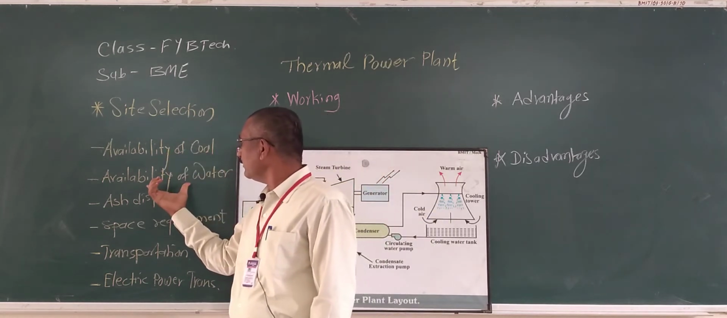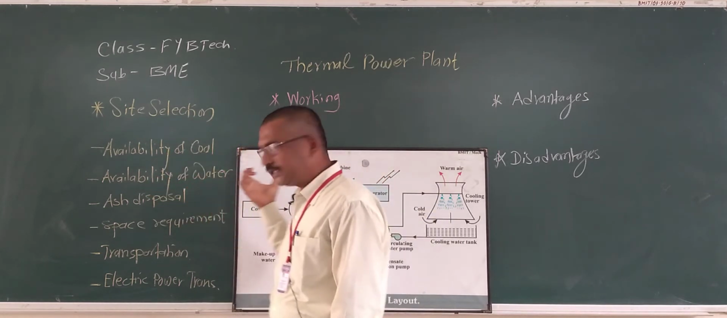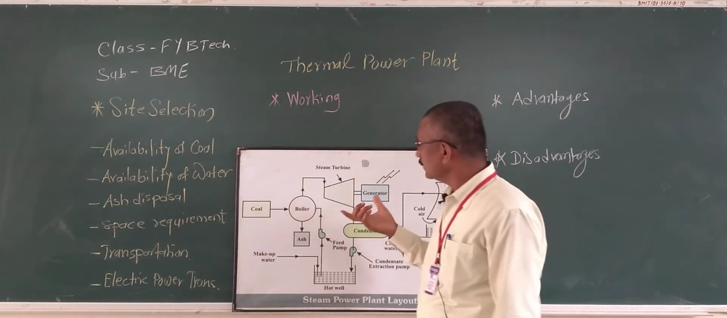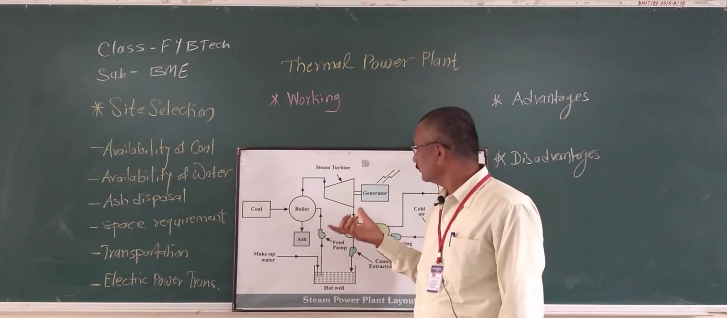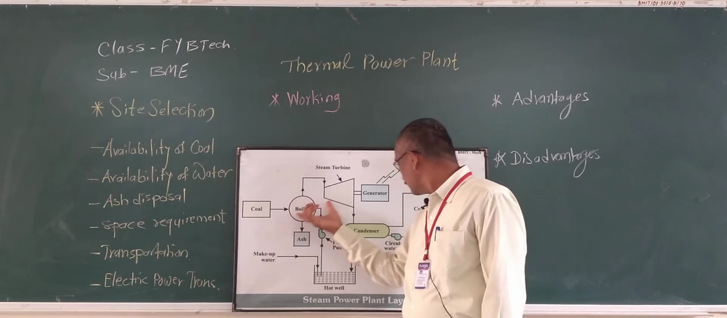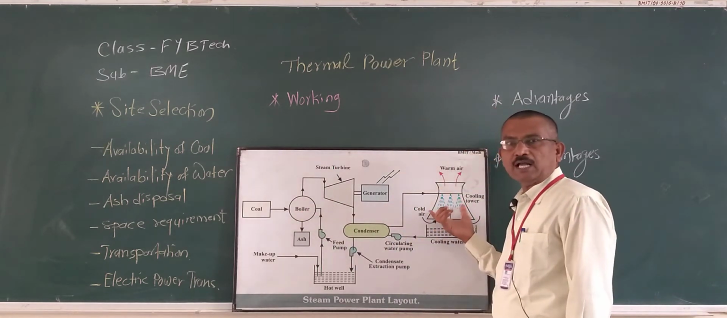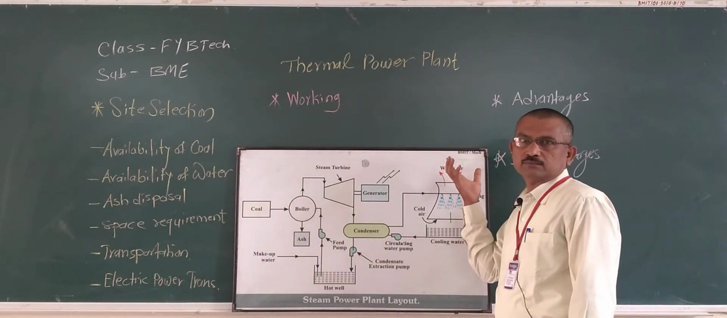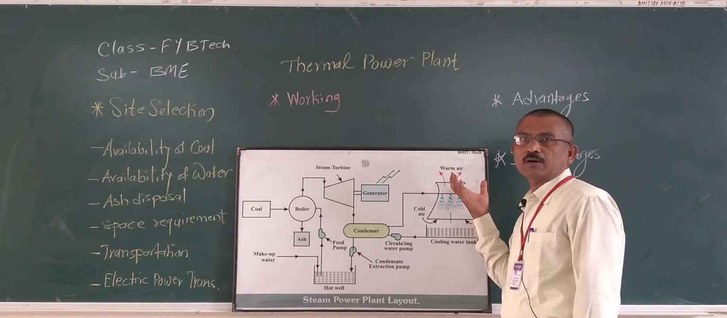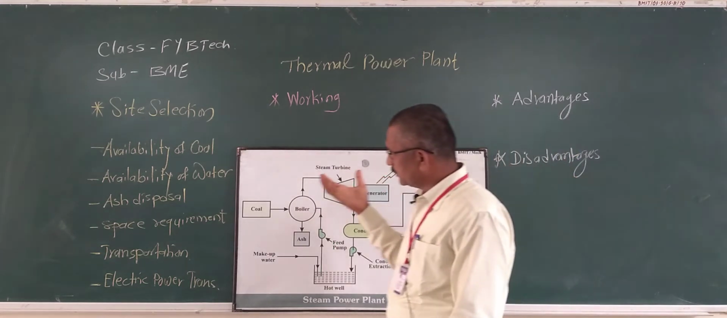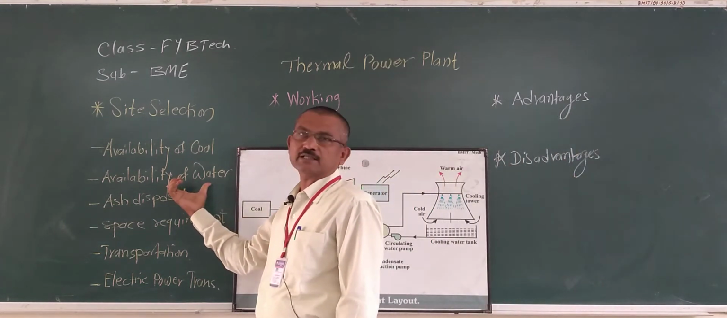Number two, availability of water. In a thermal power plant, the water requirement is also high, because it is required for the boiler, for the cooling tower as well as for the staff working inside the thermal power plant. That's why sufficient water should be there at the selected site.